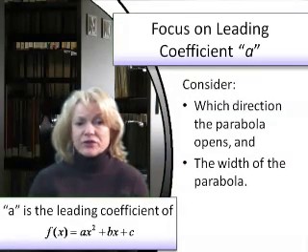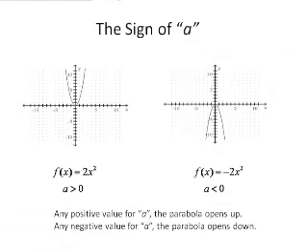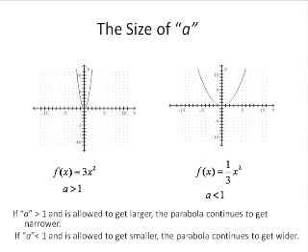Changing A will change how the parabola opens or the width of the graph. The sign of the leading coefficient determines how the parabola opens. If the leading coefficient is positive, the parabola always opens up. If the leading coefficient is negative, the parabola always opens down. The magnitude or number part of the leading coefficient determines the width. If A is greater than 1 and is allowed to get larger, the parabola will get narrower and narrower. If A is less than 1 and allowed to get smaller, the parabola gets wider.